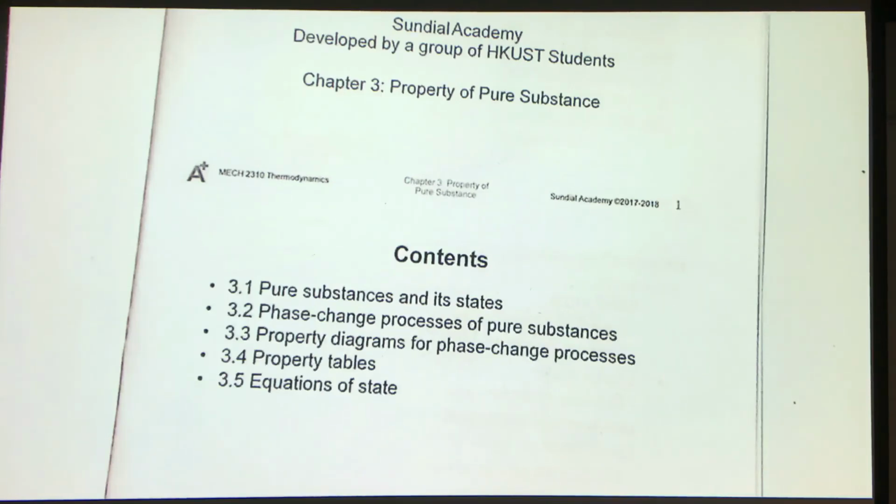But you may wonder why we also need the property tables. Well, as you can see, the equation of state would be extremely complex if we need to involve a lot of factors such as the intermolecular forces. So we need to rely on the property tables. So let's go to section 3.1.